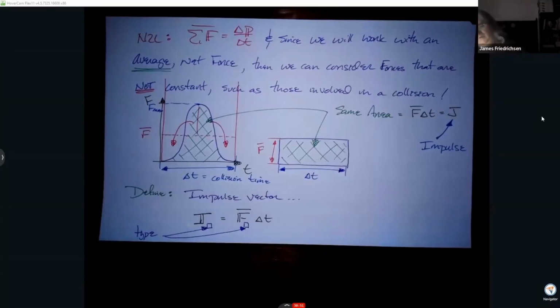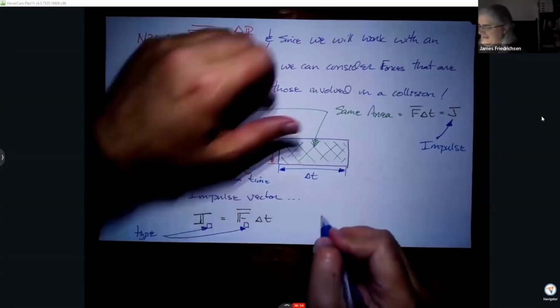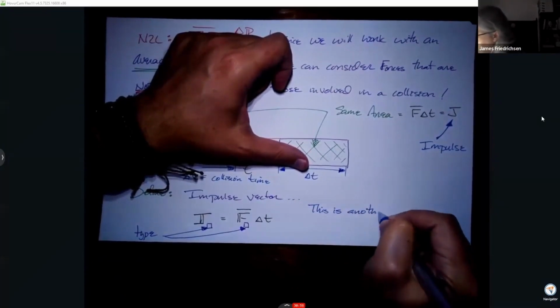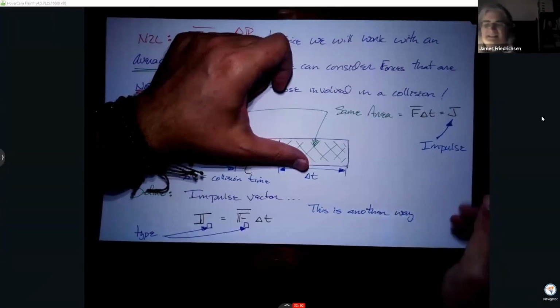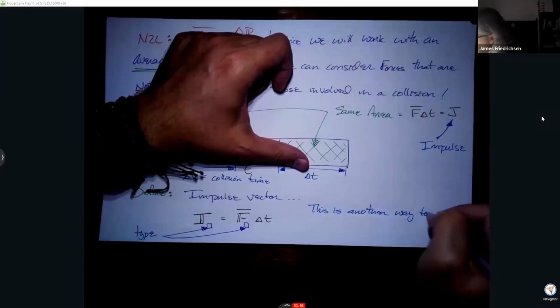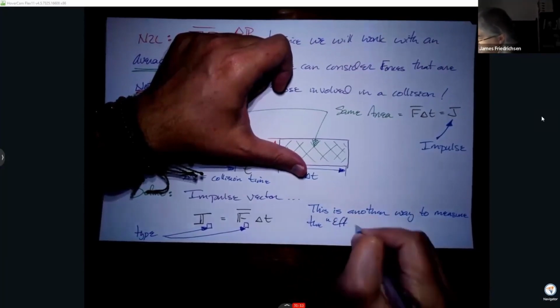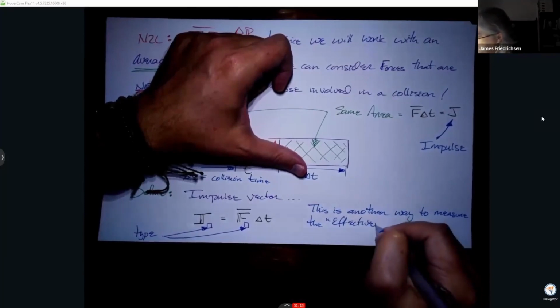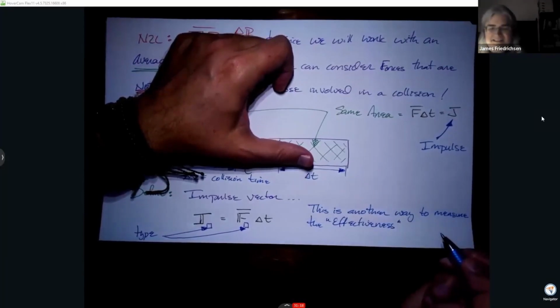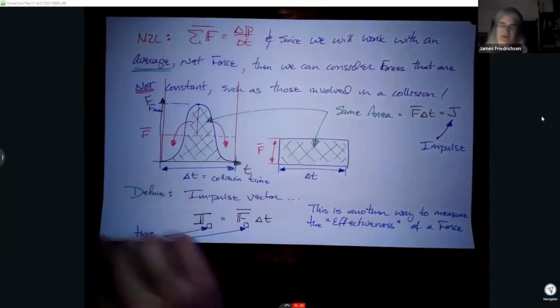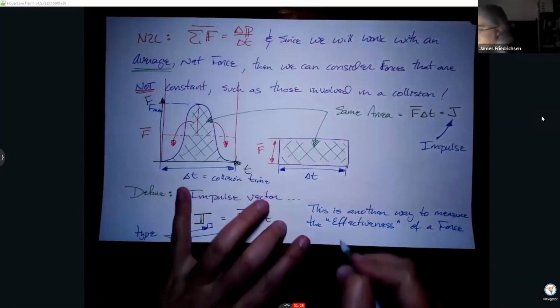Okay. And what we can think about is that this is kind of another way to measure essentially the effectiveness of a force. Okay. And I always picture that this is essentially very similar to what we did with work.